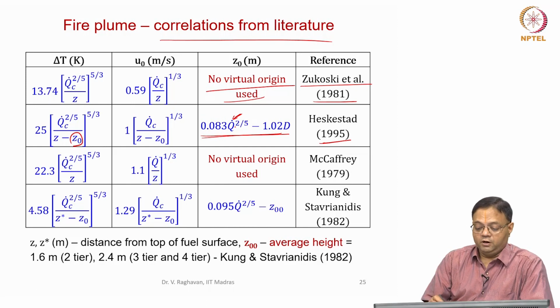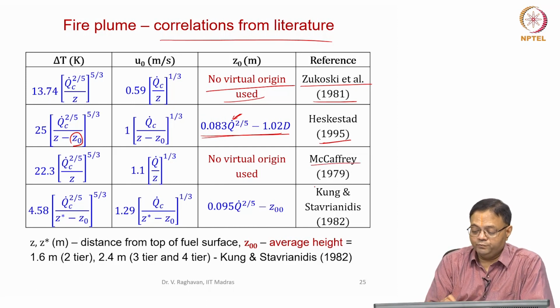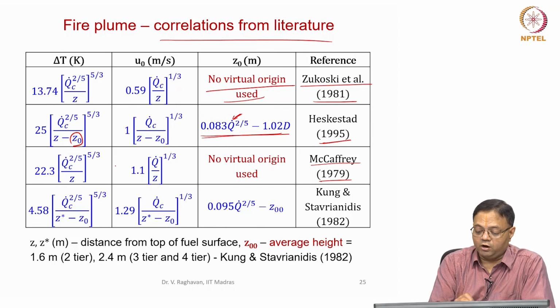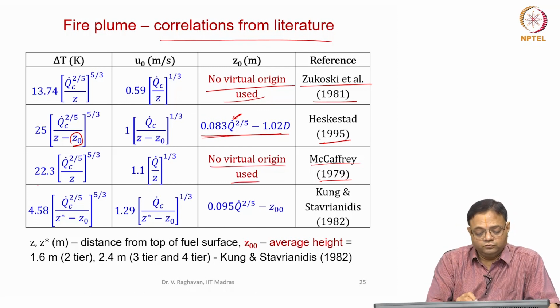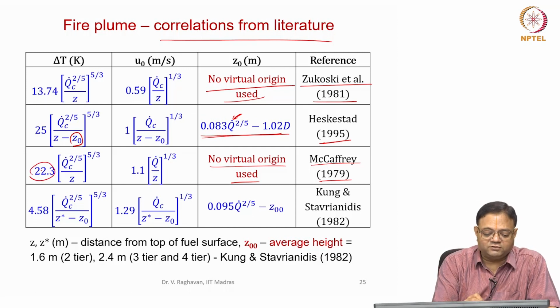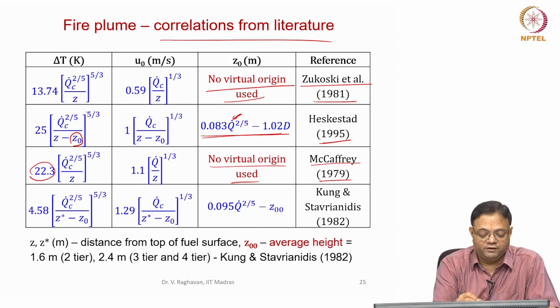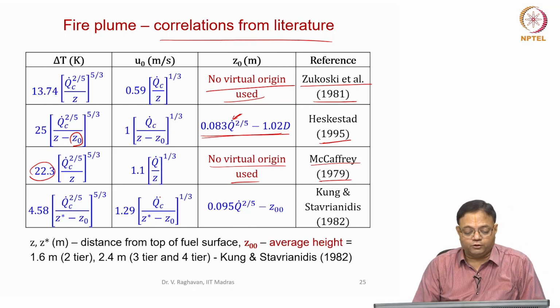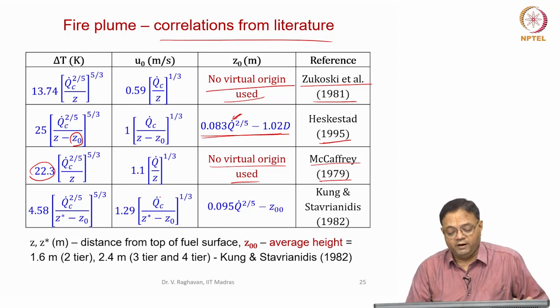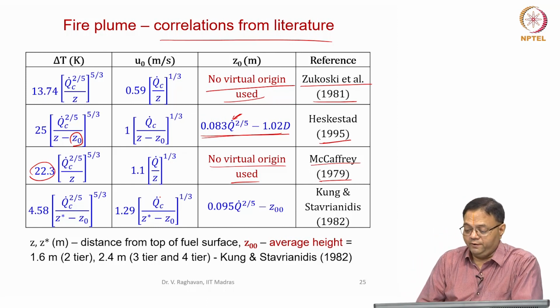Now again, McCaffrey in 1979 has given a correlation considering no virtual origin, where some constants, you can see, vary between, say, Zukowski and this. Some improvements have been done between the McCaffrey and Zukowski. The constants are slightly varied, but the overall variation trend with respect to Z will be the same. That's it.